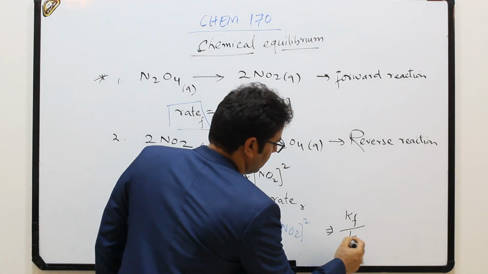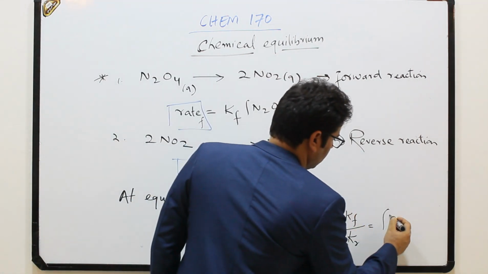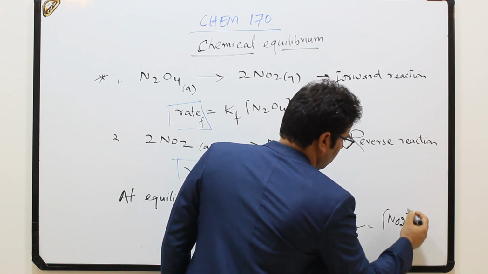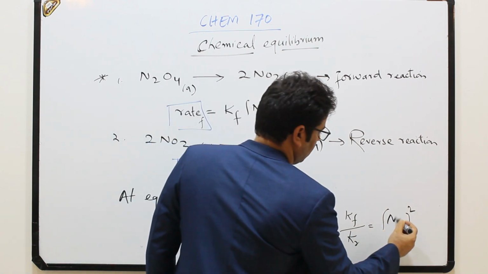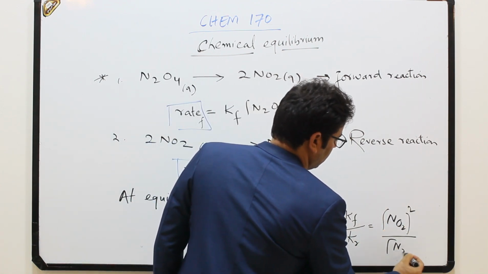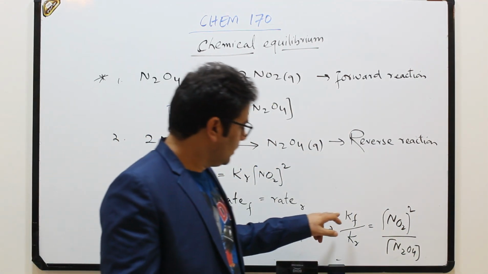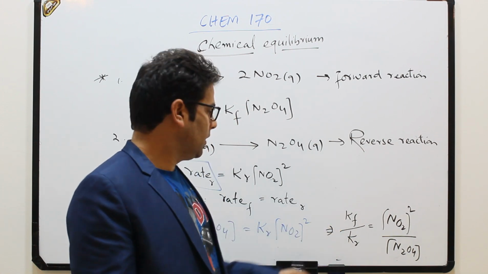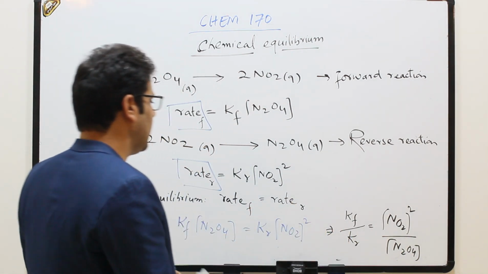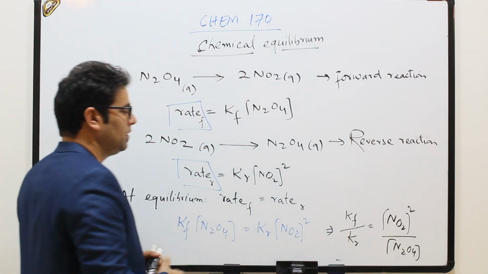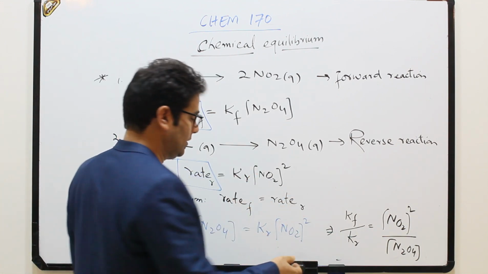Now if I want to write it in another way, Kf divided by Kr will be equal to [NO2] whole square divided by [N2O4]. Now instead of the equilibrium constant for the forward reaction and the reverse reaction, if I write a general equilibrium constant, how can I show it? Instead of Kf and Kr, I will write K equilibrium. It means Kf over Kr is equal to the equilibrium constant.